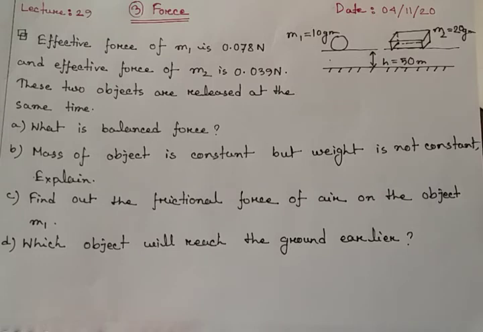These two objects are released at the same time, and from the diagram we can see the objects are released from the same height. So what are the questions? First one is, what is balanced force? Second one is, mass of an object is constant but weight is not constant.